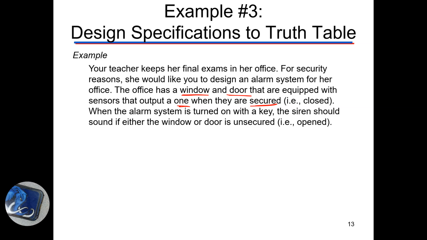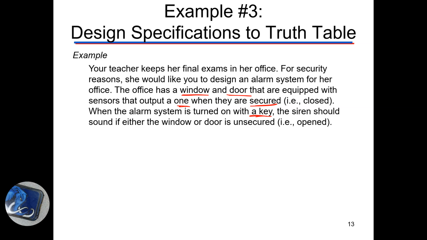When the alarm system is turned on with a key, so there's another input, the key has to be in there. So when the alarm system is turned on with a key, the siren should sound if either window or door is unsecured. So as long as the key is present, if the window or door is unsecure, then the alarm should go off. Does that make sense?